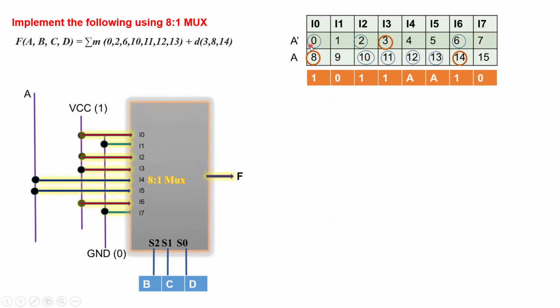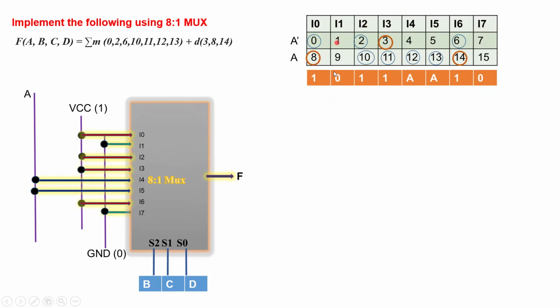So what you see here, I0 has a blue entry of 0, but with the don't care, these two rows are selected, A bar and A. Therefore, I0 should be tied to 1. Imagine if there is no don't care condition, I0 should have been tied to A bar. So I0 now receives a logic 1. So here I0 is tied to VCC.